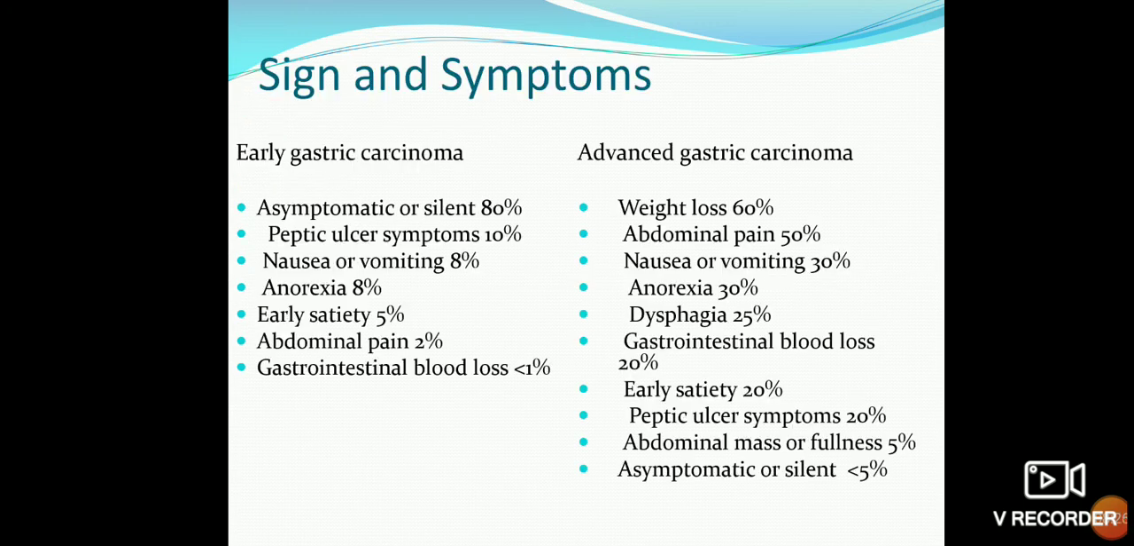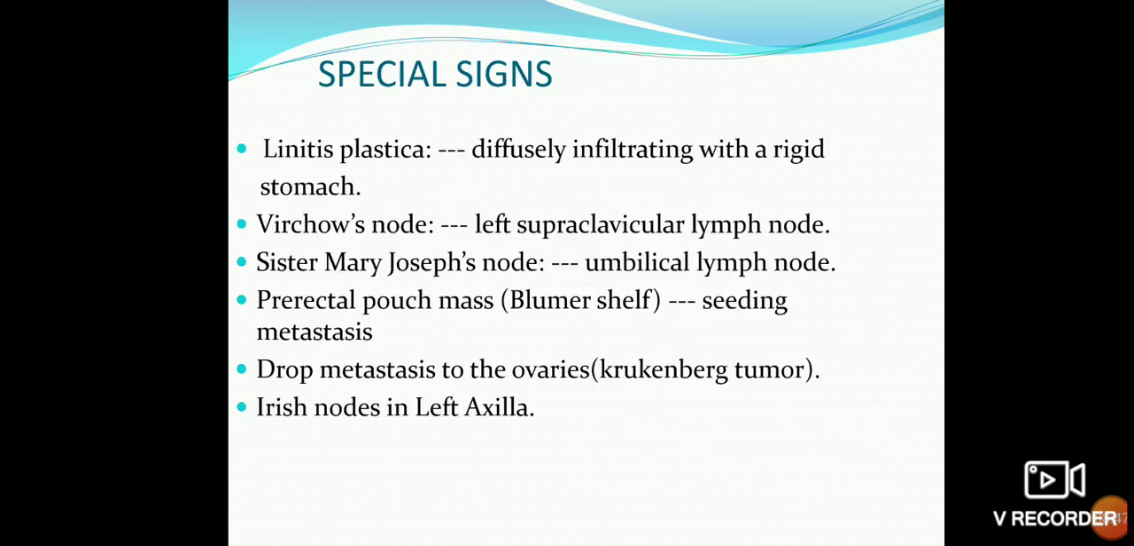Signs and symptoms of gastric carcinoma. Early gastric carcinoma is asymptomatic or silent in 80% of cases, peptic ulcer symptoms in 10%, nausea and vomiting in 8%. In advanced gastric carcinoma, weight loss in 60% and abdominal pain in 50%. Among the signs and symptoms, the most common are weight loss and abdominal pain.